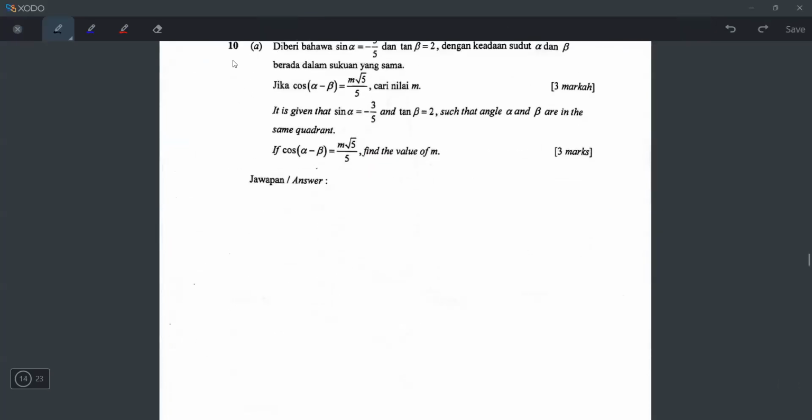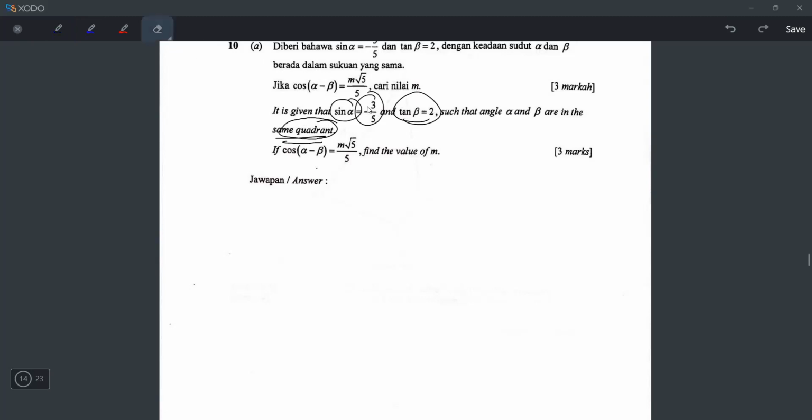Okay, number 10. It is given that sine alpha equals negative 3 over 5, tangent beta equals 2, such that angle alpha and beta are in the same quadrant. And then they say, find the value of m. Okay, I need to analyze the information first. Sine alpha negative 3 over 5, tangent beta is 2. And they say angle alpha and beta are in the same quadrant.